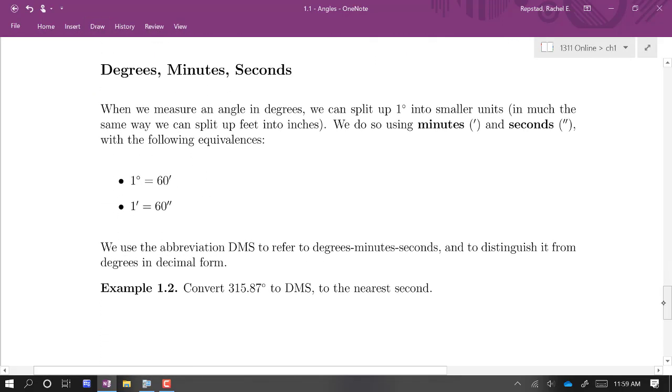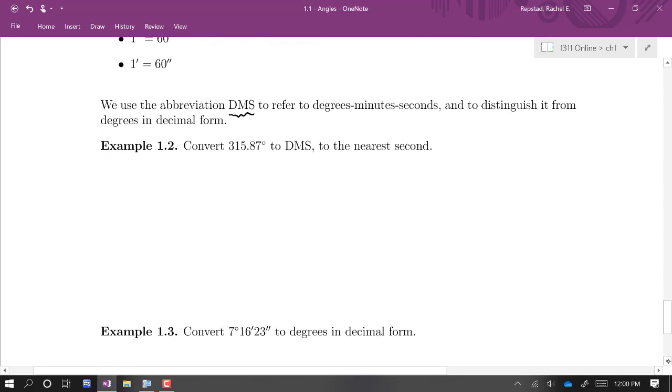And we're going to do the same thing here with degrees, minutes, and seconds. So we can split up a degree. 1 degree is 60 minutes, and we use the single dash mark to represent a minute. And 1 minute is 60 seconds. We will use the abbreviation DMS to refer to degrees, minutes, seconds, to distinguish it from degrees in decimal form. So in example 1.2 here, we want to convert 315.87 degrees to DMS, to the nearest second. So we have an angle that's given to us in degrees in decimal form, and we want to convert it to DMS, to the nearest second.